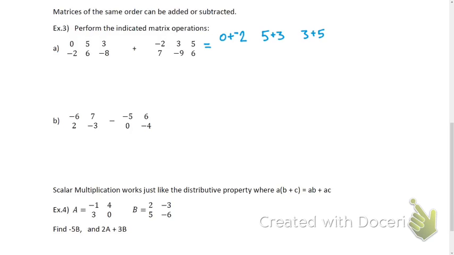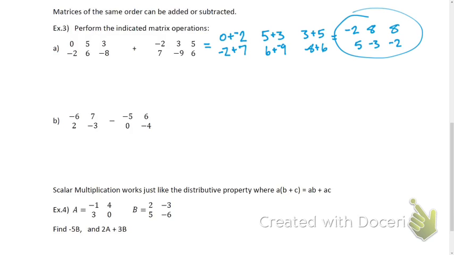And then second row, we have -2 plus 7, 6 plus -9, and -8 plus 6. So final answer is -2, 8, 8, 5, -3, -2. Hopefully that's very easy. Maybe hit pause and try and subtract the 2 matrices I have listed down there.